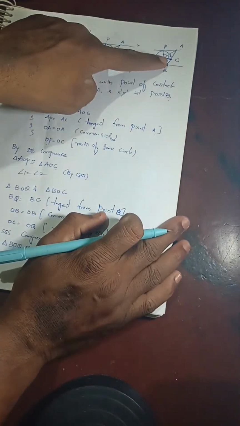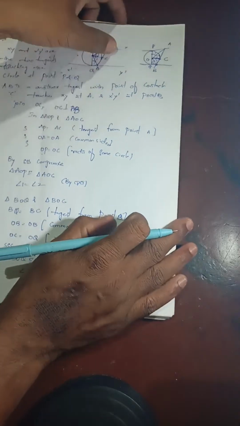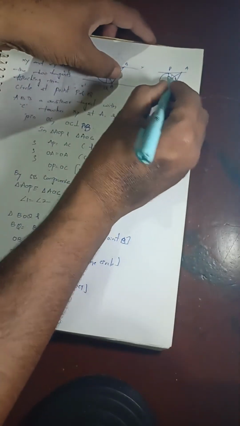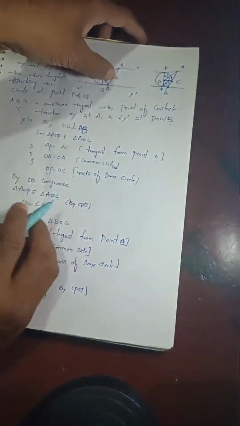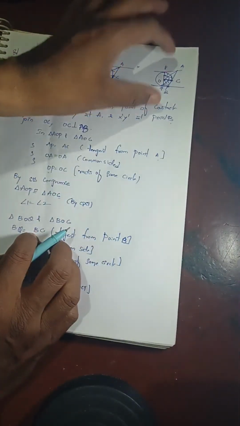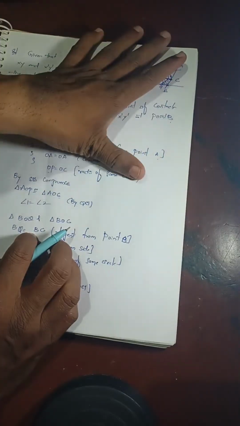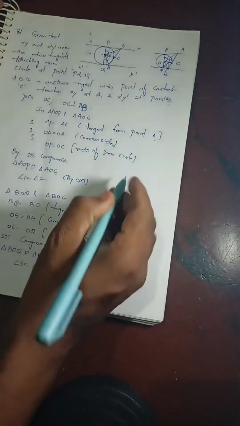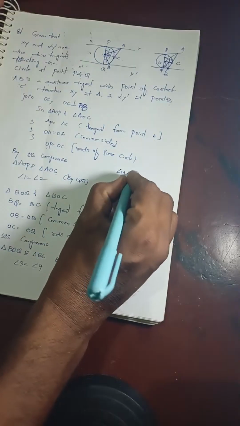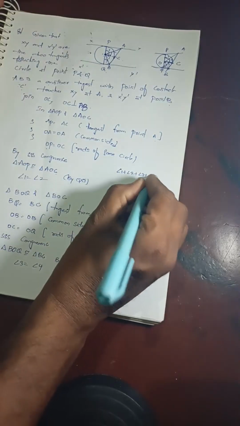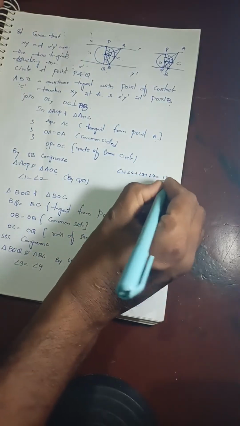So if you add angle 1 plus 2 plus 3 plus 4, see how we get it. Angle 1, angle 2, angle 3, angle 4: these are the 4 angles which are on the diameter. The diameter is a straight line. Straight line means how many degrees? 180 degrees. See, angle 1 plus angle 2 plus angle 3 plus angle 4 is equal to 180.